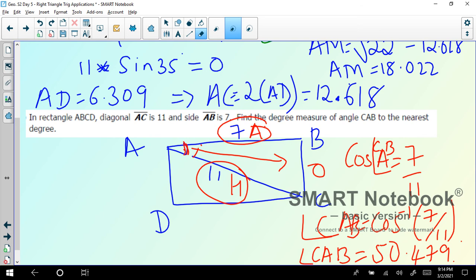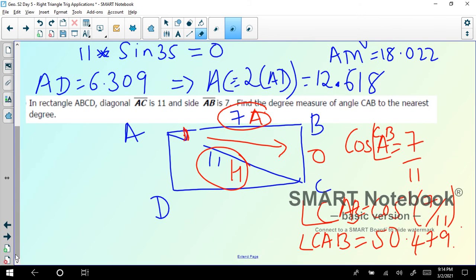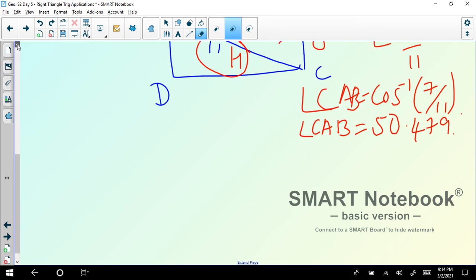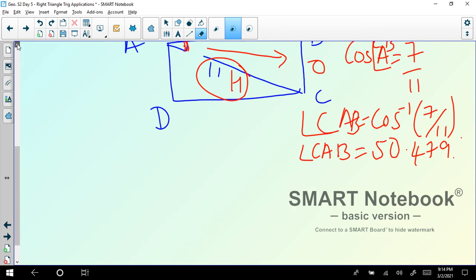Okay, so CAB. Cos of angle CAB is 7 over 11, and further simplifying we get angle CAB equals cos inverse of 7 over 11, and angle CAB equals, using calculator, 50.479 degrees. I hope this is clear. Let's see the next slide.